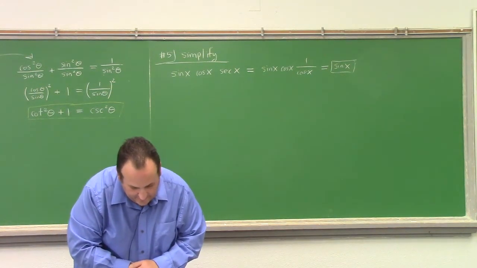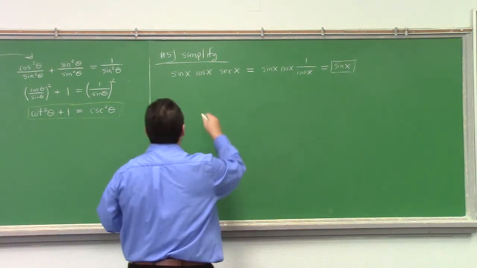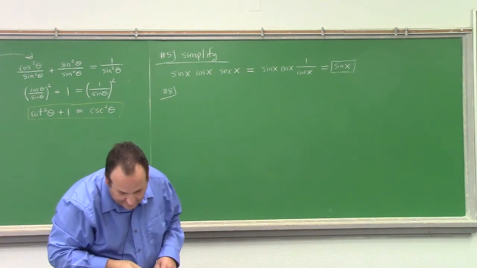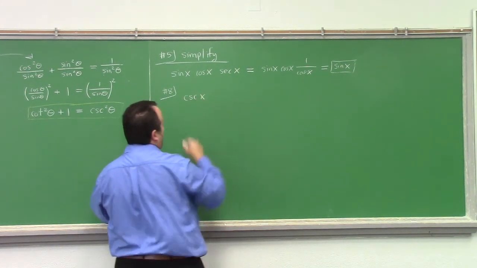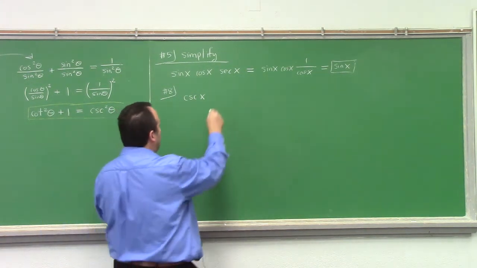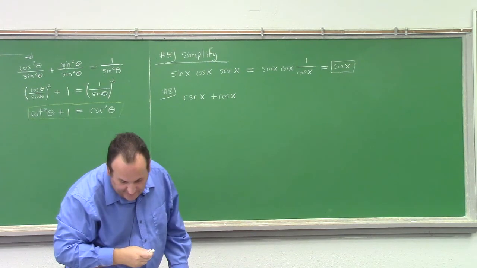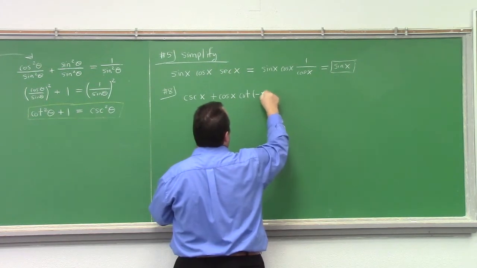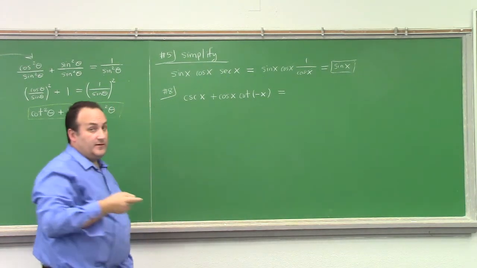Yeah. Let's look at number 8. Here they ask us to simplify cosecant x plus cosine x times the cotangent of minus x. Ooh. Very, very, very daunting. They put a minus in there. Think about this.